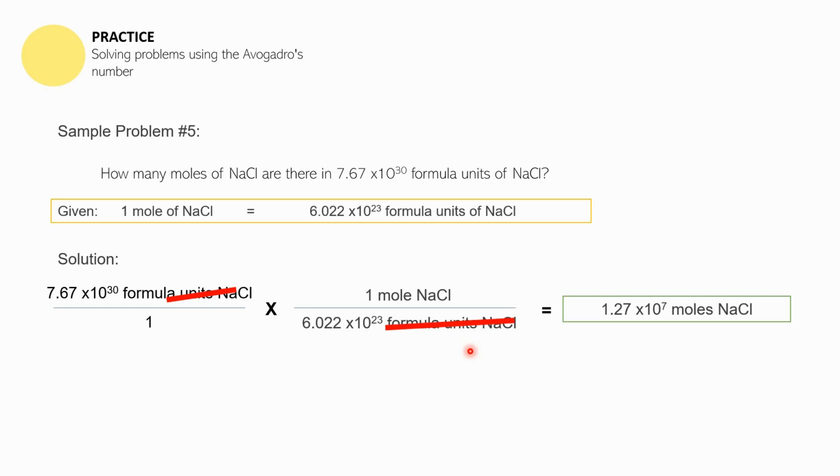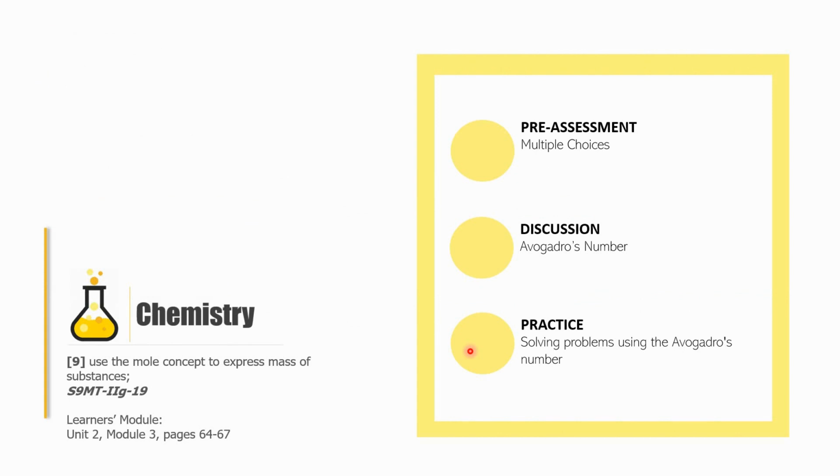Ayun. So I hope that you got the answers correctly. I mean, at least for the fourth and fifth examples. Okay, so in this session, you were done doing the pre-assessment. Actually, mali yung pagkakatagline nakalagay sa summative assessment. So that was a pre-assessment, 10 items, multiple choices. The second part is a discussion on Avogadro's number. And the last part is a practice on solving problems using Avogadro's number.